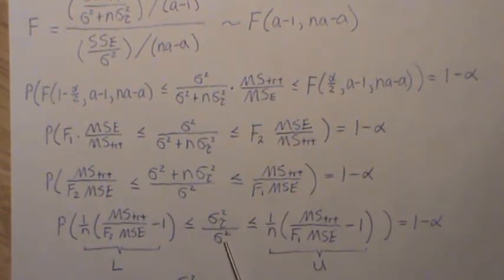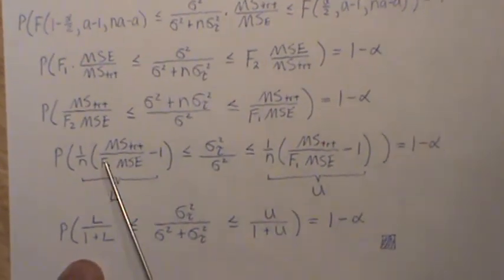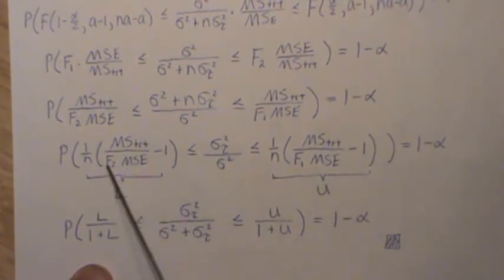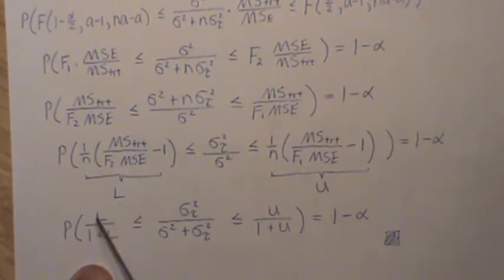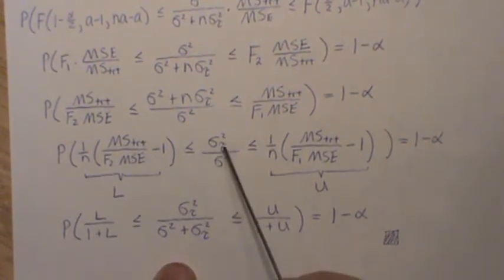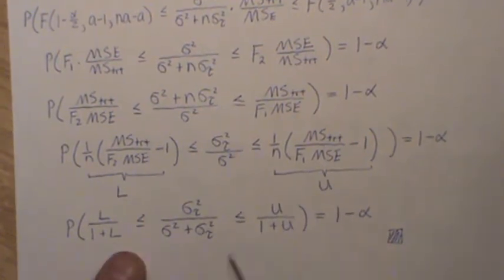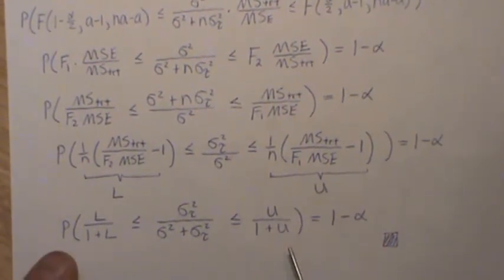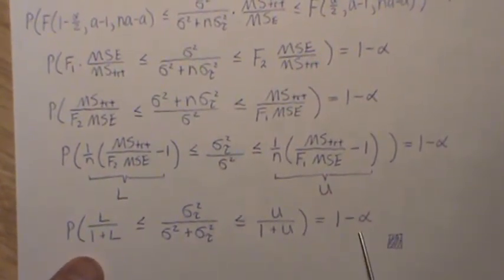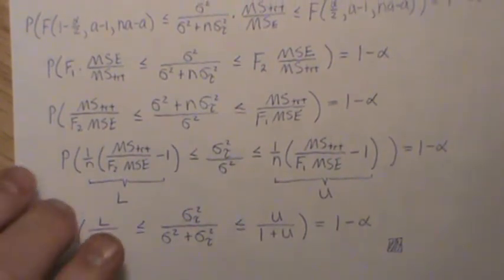Now, we take a one-to-one transformation of this. So it's x over 1 plus x. If we call this L, and then we take this ratio and put it in the same thing, x over 1 plus x, we get this, and here we get this. And so that's still probability 1 minus alpha that this relationship happens. And so this is it. This is the confidence interval for the between variance.